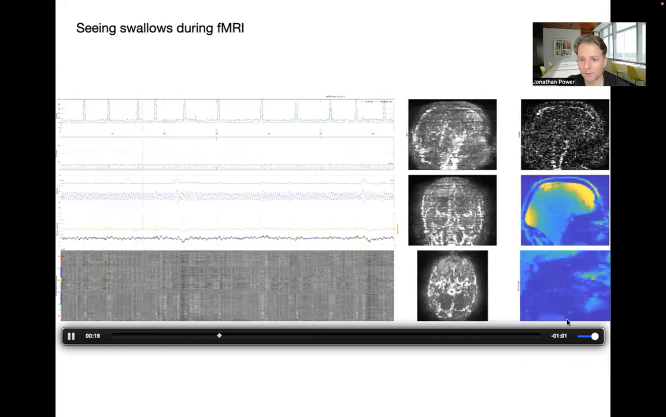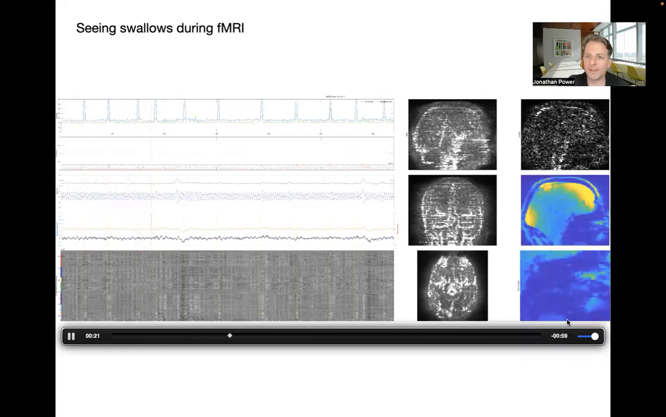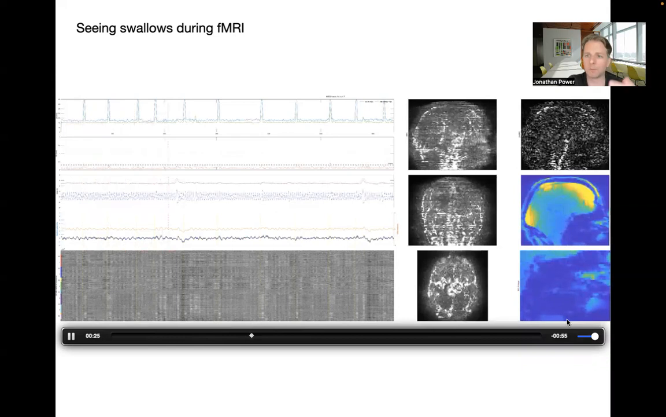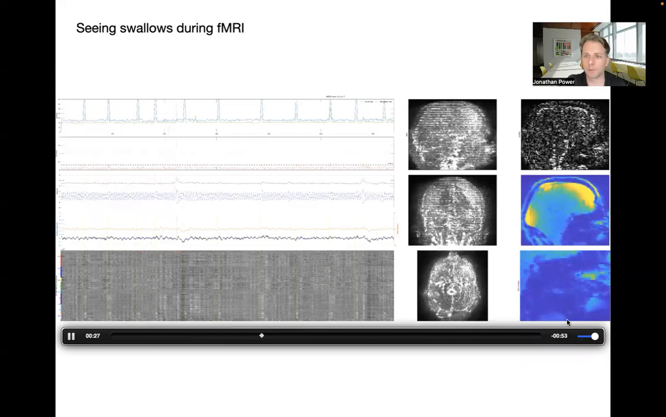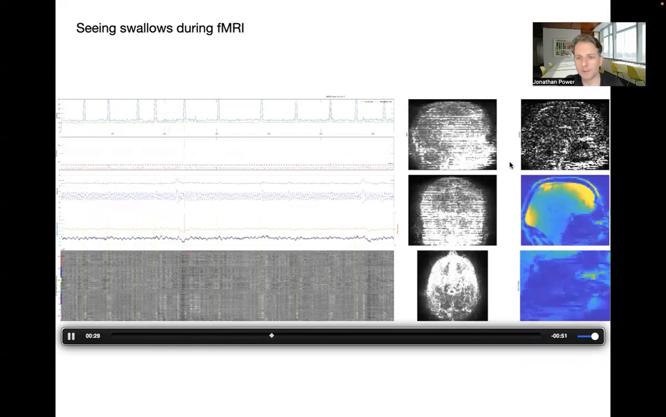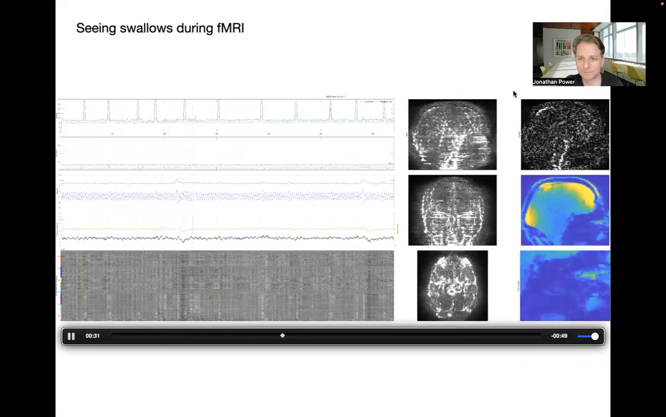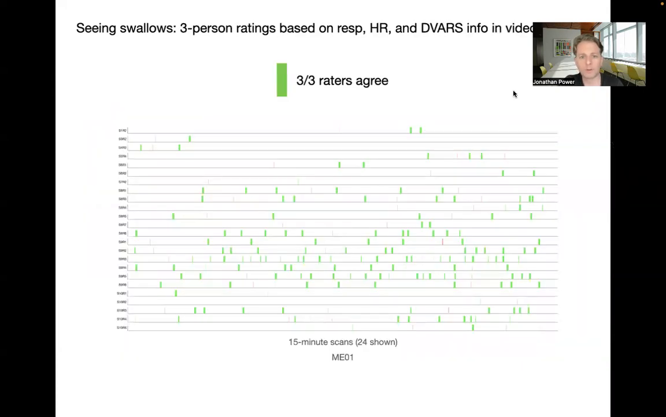And with these alone, we could assess scans and say when we thought swallows were happening. We could bring in accessory data, but it turns out we didn't even really need it, except in a few people. So here are where 3 of 3 raters, and these are like RAs and grad students who are doing the ratings. Here's where 3 of 3 people agree that a swallow occurred.